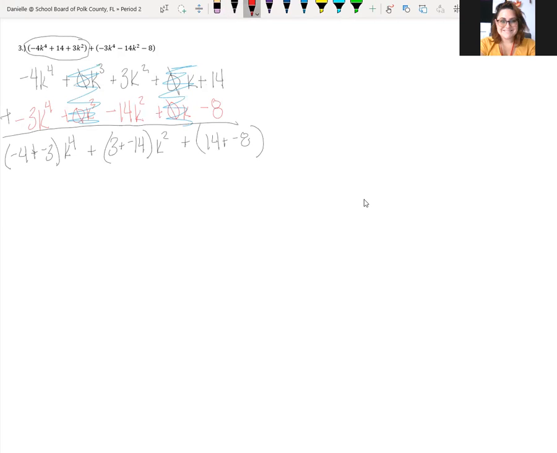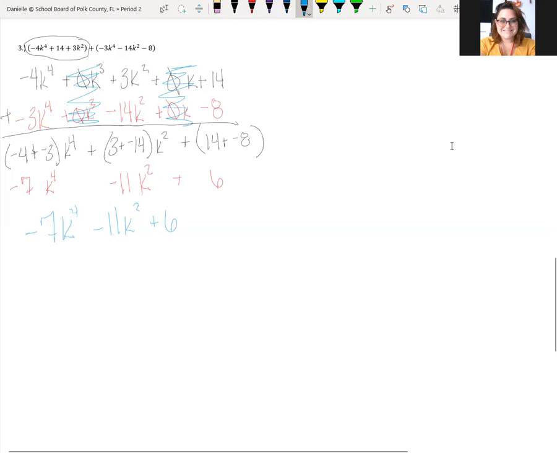-4 and -3, when I add them together, my number stays negative, but it gets bigger, so it'll be -7k to the fourth. 3 minus 14, this is going to be a negative number, and it's going to get smaller. So we're going to have -11k squared. And 14 minus 8 gives me 6, I believe. And last step is we can actually delete this. And now it is going to be -7k to the fourth minus 11k squared plus 6. So this is a secondary way we could do it.